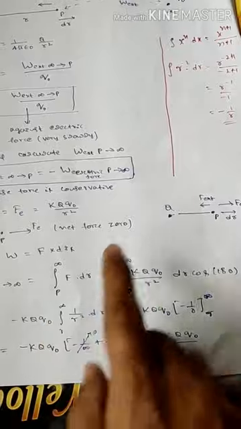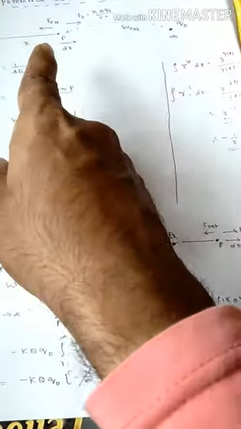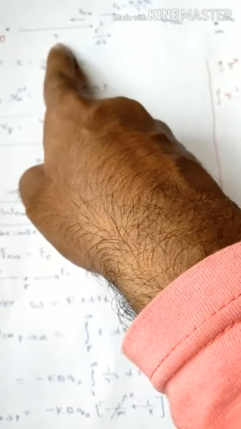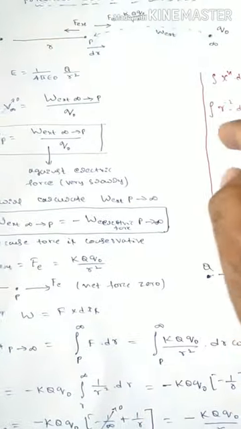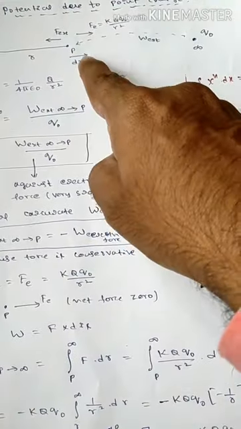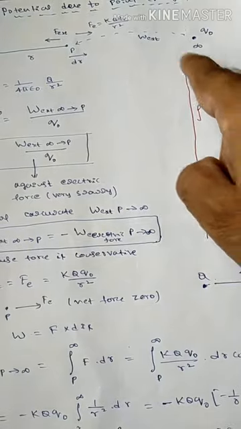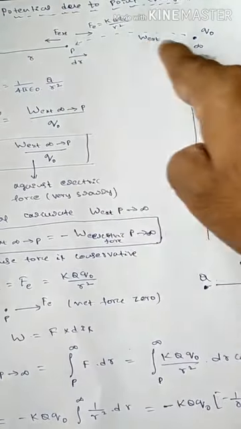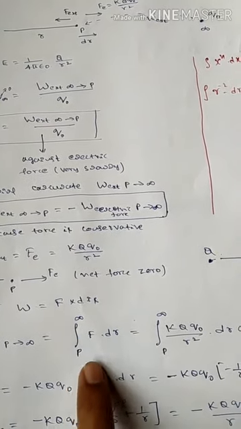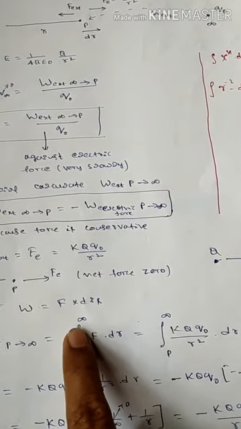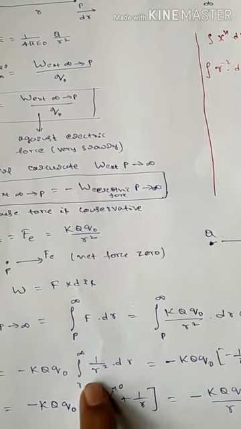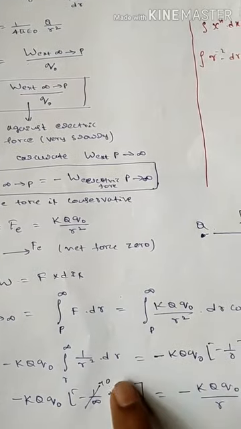Then minus k q naught integration, from where to where? The charge moves from P to infinity. At point P, what is the distance? r. At the final point, the distance is infinity. The initial point is P, the final point is infinity. At point P the distance is r, so we take r directly. Then 1 by r square into dr.